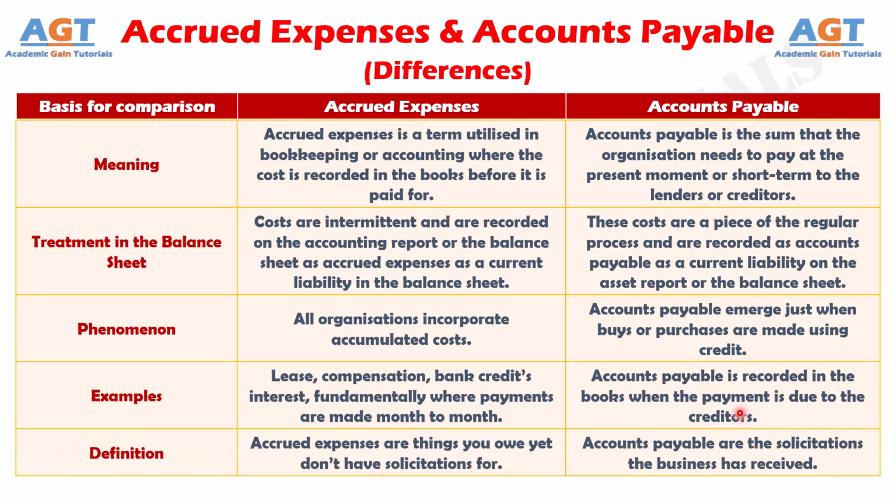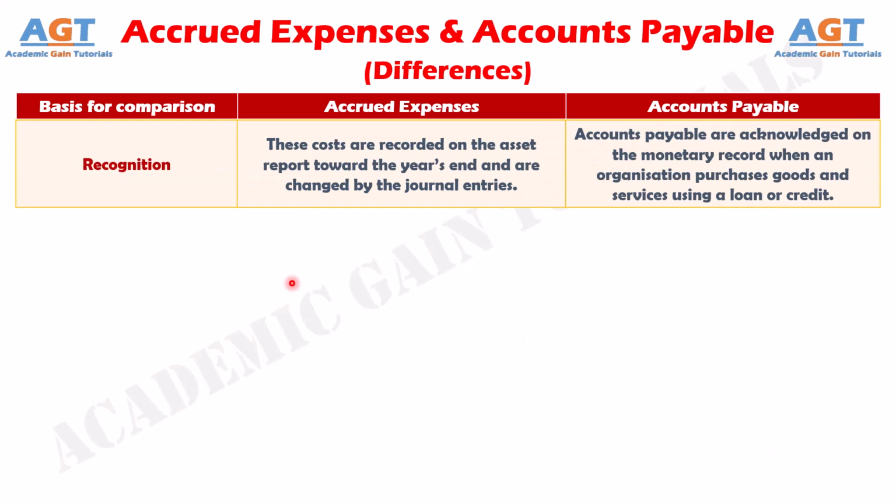Number 5. Accrued expenses are things you owe yet don't have solicitations for. Whereas, accounts payable are the solicitations the business has received. Number 6. In case of accrued expenses, these costs are recorded on the asset report toward the year's end and are changed by the journal entries.